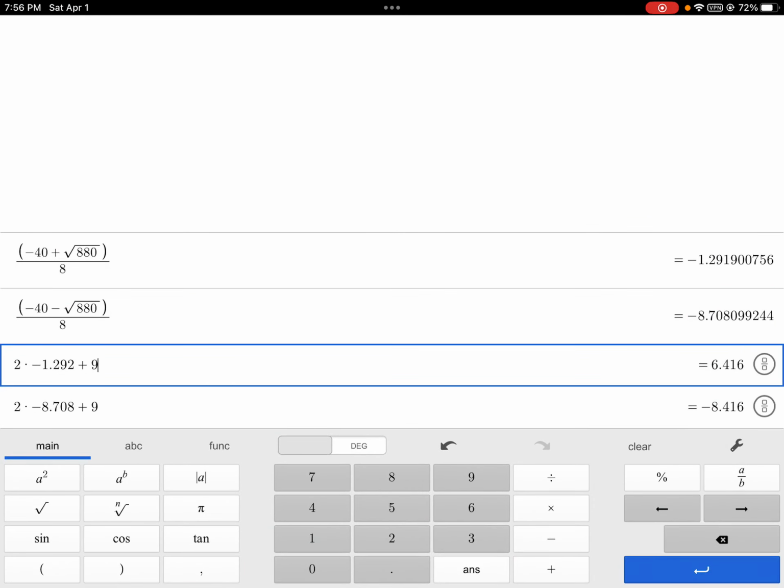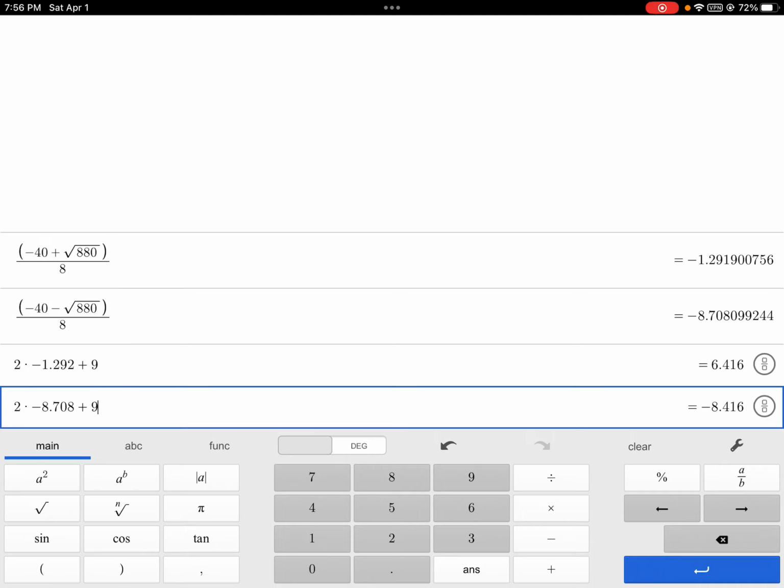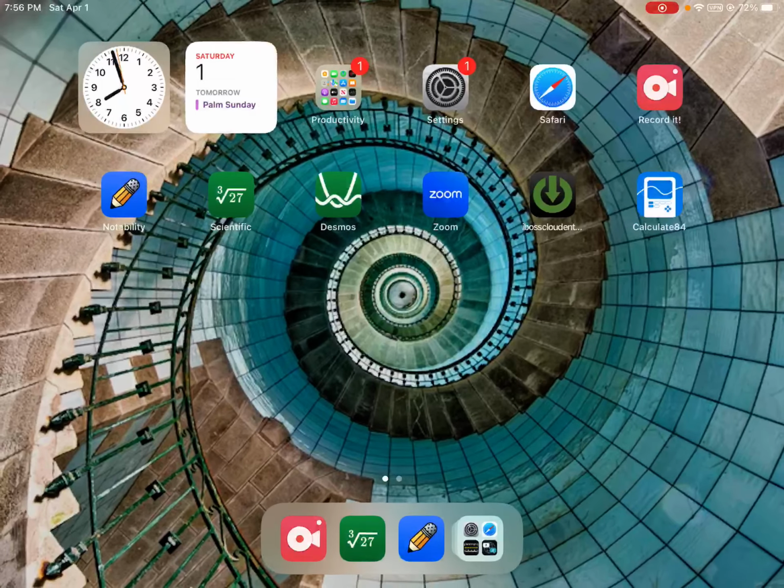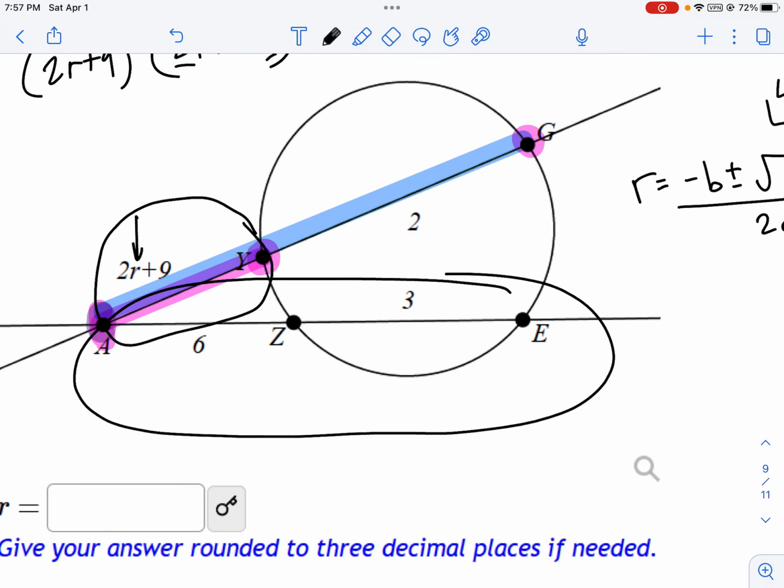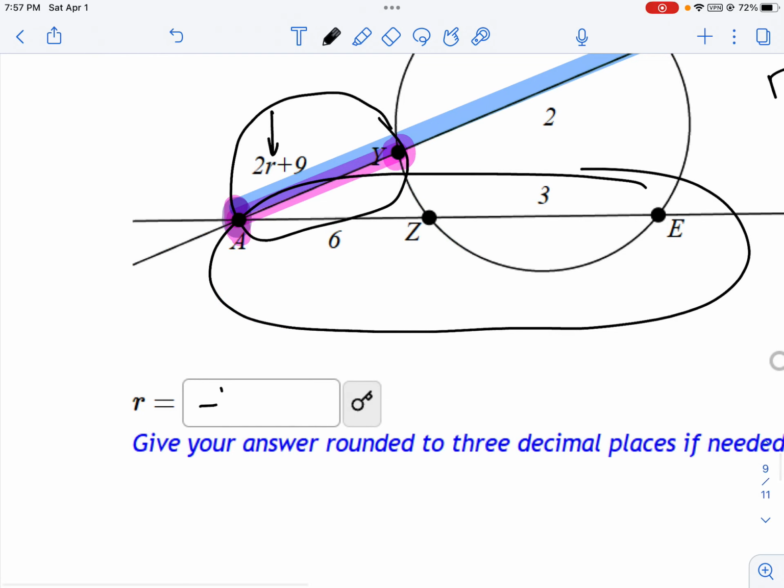In the first line we can see 2 times negative 1.292 plus 9, and we end up with 6.416. That is a positive number. It's good to go. That means that you have at least one solution. Now your other one comes back as negative 8.416. That's an issue, can't have negative lengths, which means that solution kicks the bucket, and your final answer is going to be r equals negative 1.292.